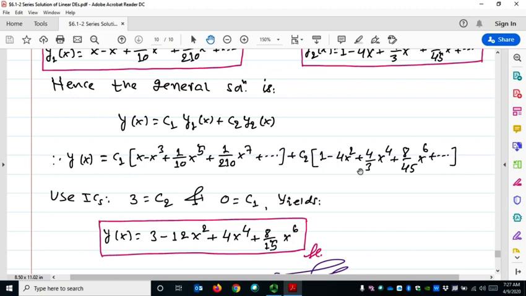Then substitute back here. So y(x), our solution, is: c1 is 0, so all gone. Wow. So only c2 is 3. So 3 times 1 is 3, minus 3 times 4 is minus 12 x squared, plus 3 times 4 thirds is 4 times x to the 4, plus 3 times 8 over 15 is 8 over 5 x to the power 6. Our question asks us up to and including x to the power 6, so we stop there.